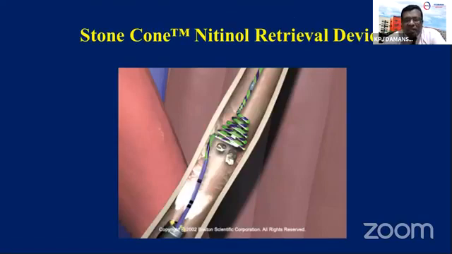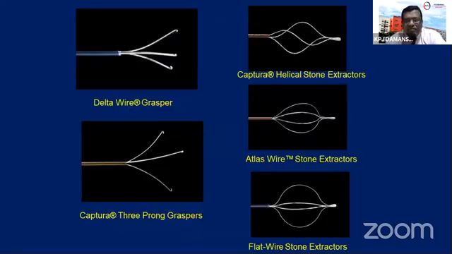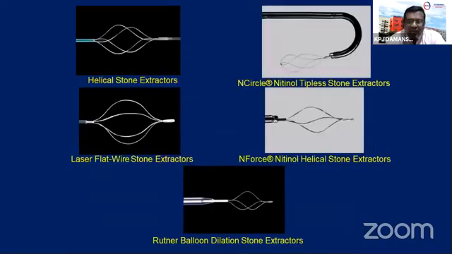We have got different retrieval devices. This is what's known as a stone cone, to prevent stones from going up. Then we have here different types of devices to remove the stone. Again, many types of devices to open the stone, remove the stone. These are very, very tiny structures that can go through the ureter up to the kidney. That means it goes up the urinary tract.